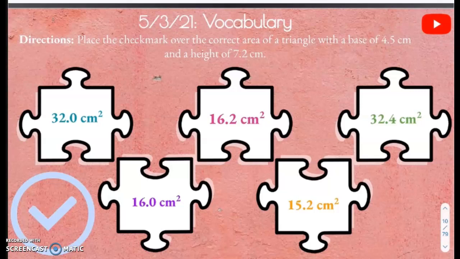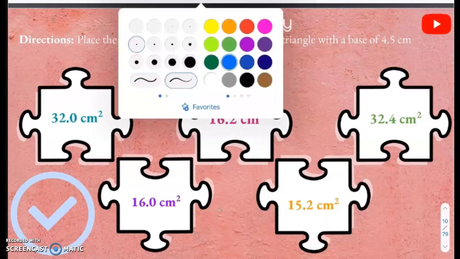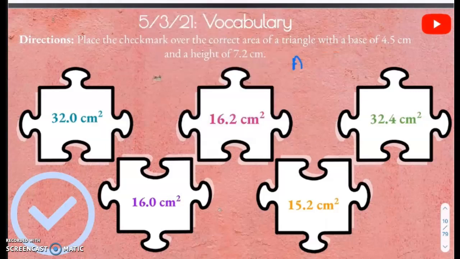All right, we're going to place the check mark over the correct area of the triangle with a base of 4.5 centimeters and a height of 7 and 2/10 centimeters. Remember, the area of a triangle is always going to be base times height, and then you divide it by 2. So it tells us that the base is 4.5 and the height is 7.2.